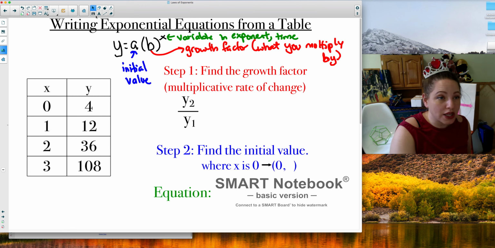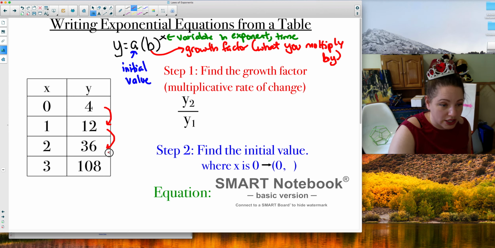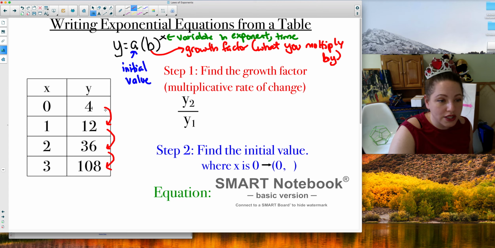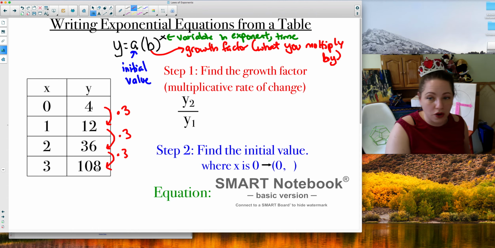Sometimes it's really easy to see. So you're just looking here to see what it is multiplying by to get from 4 to 12, to get from 12 to 36, and to get from 36 to 108. So if you can see right away, oh, it's multiplying by 3, you got it. Now let's just check. We do 12 times 3 in our calculator, and it gives us 36. And 36 times 3 in our calculator gives us 108.